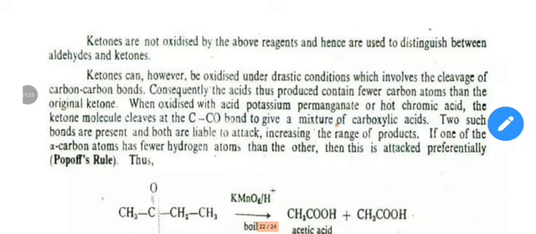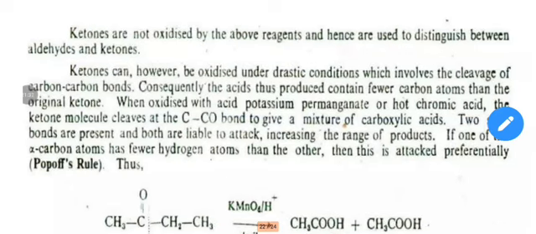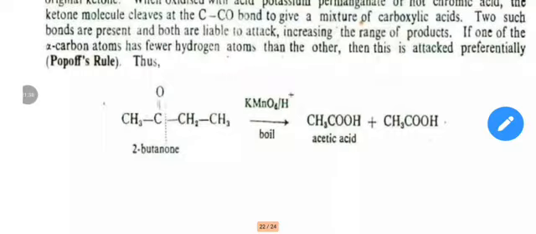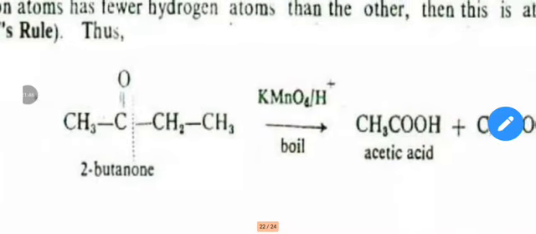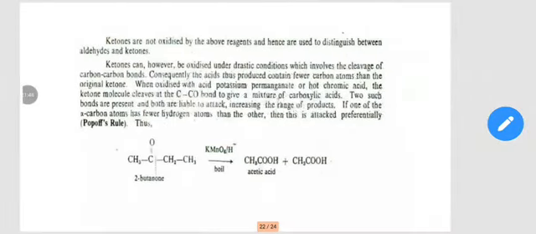If one of the two carbon atoms has fewer hydrogen atoms than the other, then this is attacked preferentially. Then 2-butanone is reacted with KMnO4 and H plus, and it boils to form acetic acid. Okay.